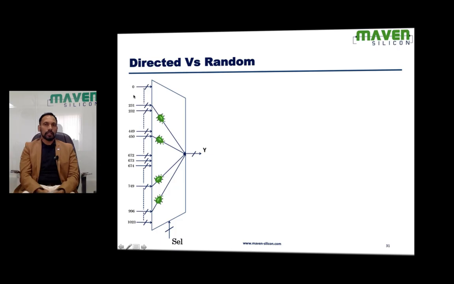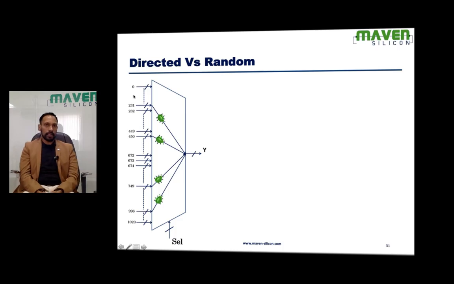In case of a directed test case, obviously it's going to be time consuming. It's going to take a week. So we won't be able to verify the multiplexer completely. Let's look at the other possibility, a random test case. When it comes to a random test case, we want to generate constrained random values. We don't want to go with pure random.